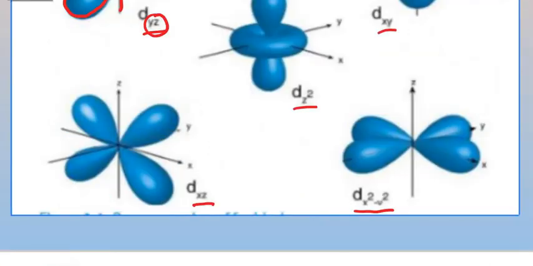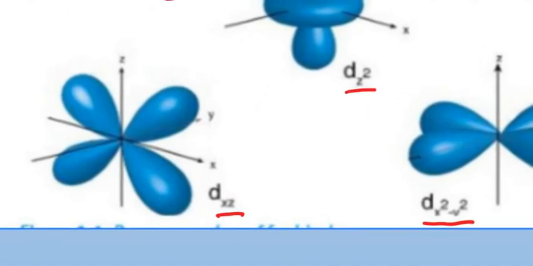The next one is dxz. So this is x, this is z, right? You have to correlate that the orbital is present between x and z. So if you see, this is the orbital that is present between x and z. It is present in this manner here, and the other lobe is present between the x and the z axis, right?